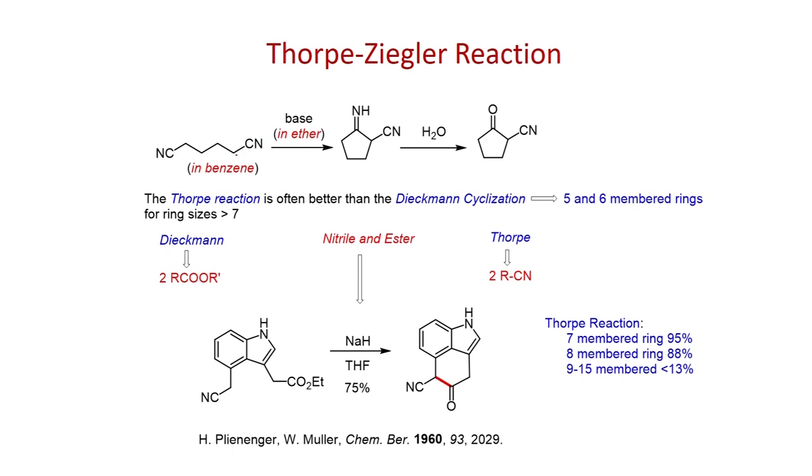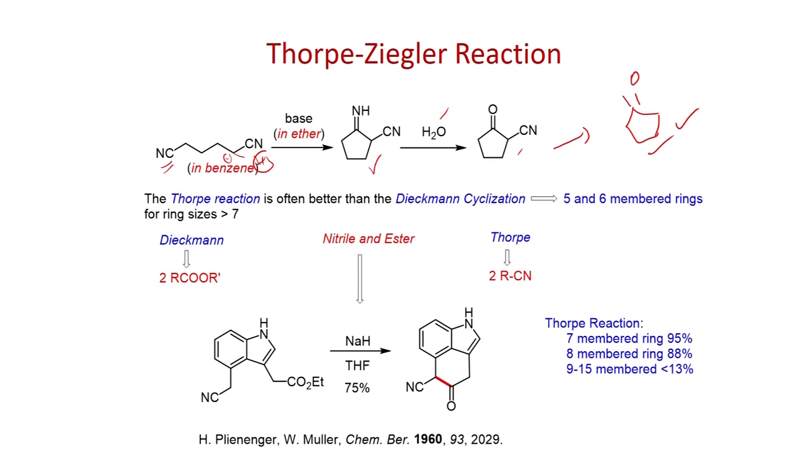As we have seen, the base can deprotonate this acidic proton, and you can generate the anion. That anion can undergo addition with this nitrile group intramolecularly to give this cyclic nitrile derivative that can be converted into a cyclopentanone derivative by hydrolysis. This also can be further transformed into cyclopentanone. So this is also a very powerful reaction to make cyclic ketones. If you have a dinitrile compound, an alkane, it can be converted into a cyclic ketone in good yield. This reaction works very well if you want to make 5-membered, 6-membered cyclic ketones.